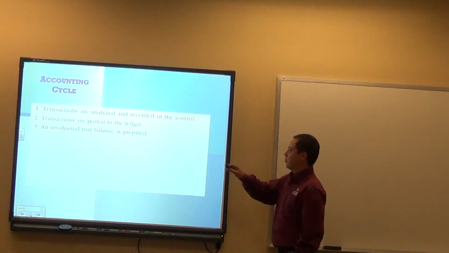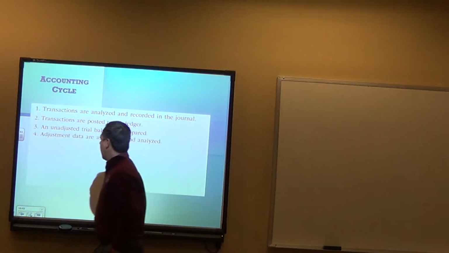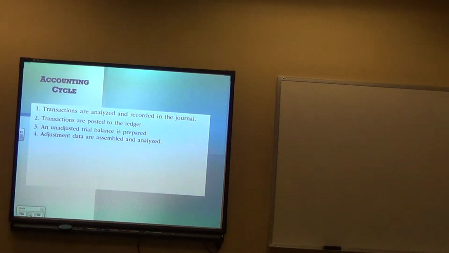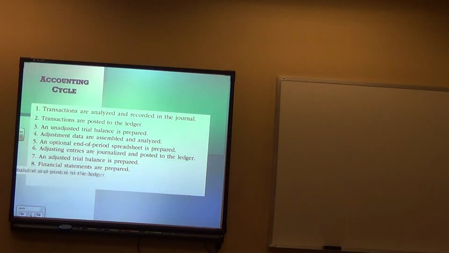Then an unadjusted trial balance is prepared after all of those have been done. And then adjustments are assembled and analyzed there. So we'll take a look at our adjustments that we need to make. You don't have to do this, but an optional end-of-period spreadsheet is prepared, so that way you can see how everything is looking and working. So adjusting entries are journalized and then posted to the ledger. After the adjusting entries have been done, an adjusted trial balance is prepared. Then the financial statements are prepared, and after that, we close them out.